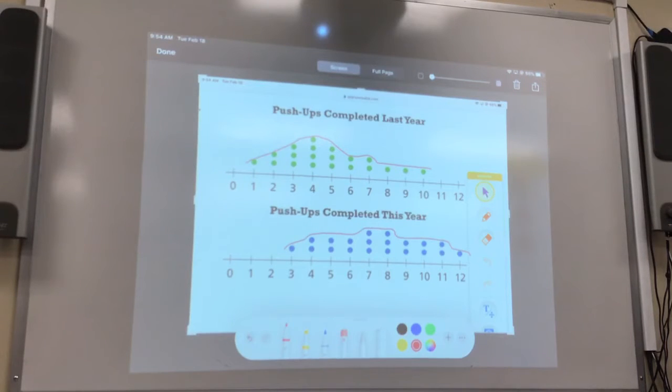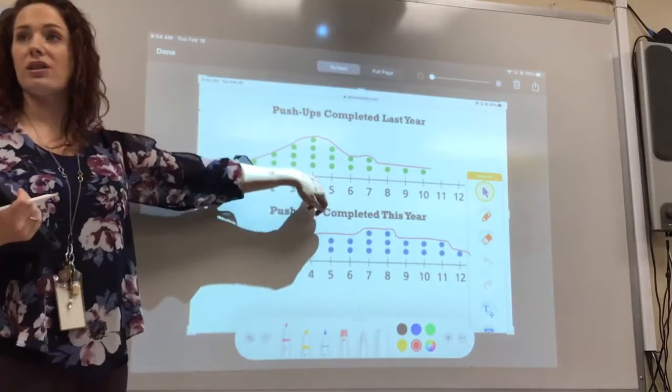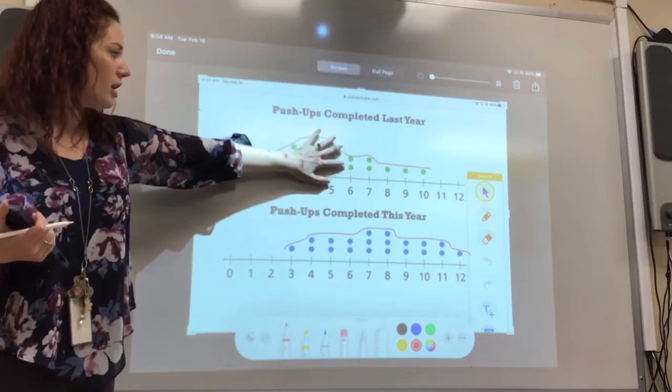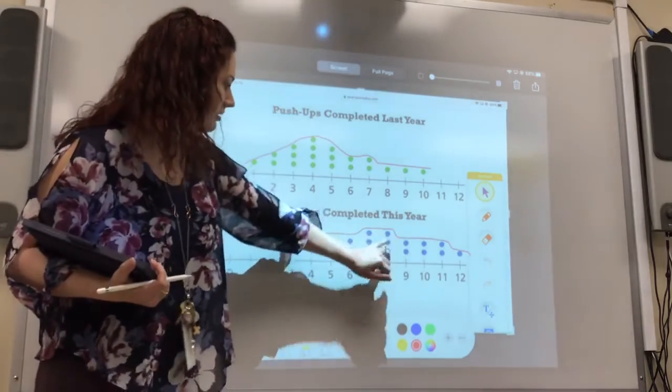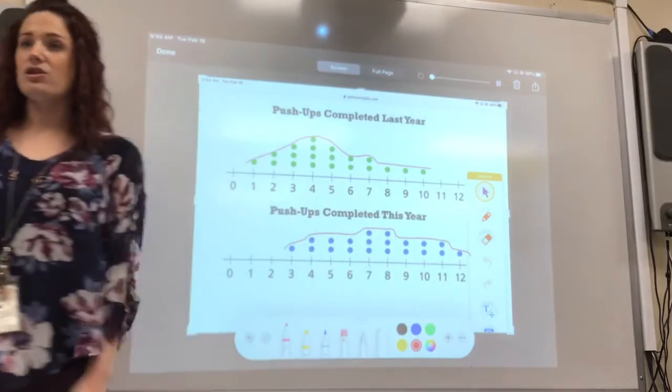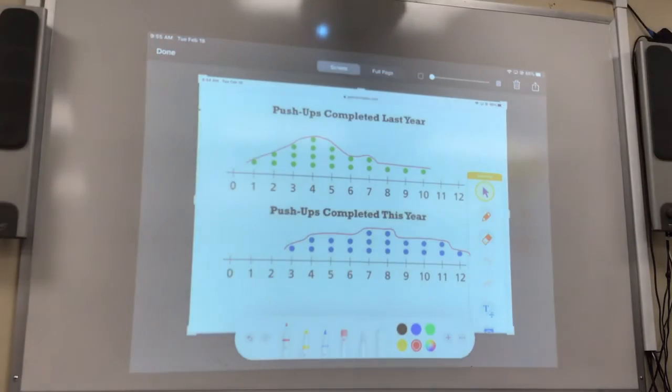Okay, neither of these are super consistent, because both of them have quite a few bumps in them. I maybe could have made them not quite so bumpy, but I did. The peak of this one is at the mode like it should. That's kind of where a big group of people are. Down here, the big group would be at like 7, 8. So what can you say about this year's number of push-ups versus last year's number of push-ups?